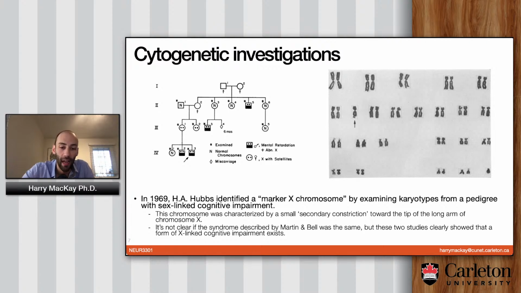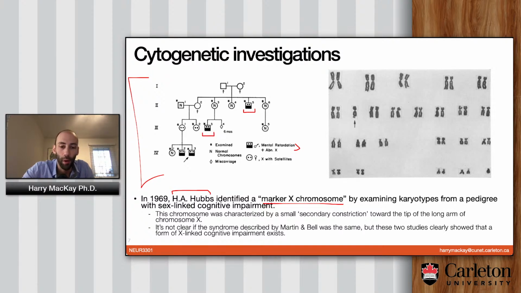So in 1969, Hubbs identified what he called a marker X chromosome, examining karyotypes from a pedigree with sex-linked cognitive impairment. This is a different pedigree from the one I just showed you, but it's the same kind of thing. You've got these individuals with, as they call it, mental retardation. Again, an old-fashioned term, but this is 1969, not the 1940s. So they've changed to a new term, and again, we're using a different term now. The syndrome would be passed along from moms down and appear mostly in sons.